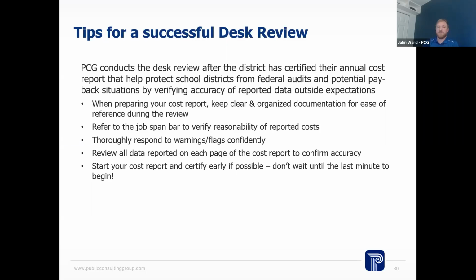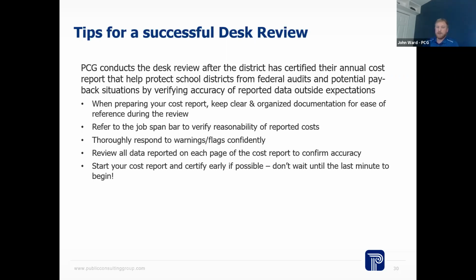Okay, moving on to the desk review. Very similar, or somewhat similar, to the comprehensive review. The desk review is where we're just asking very specific questions within the PCG claiming system. We're not asking for any documentation, nor will we accept any documentation. It's just a general conversation about some things that we did notice.